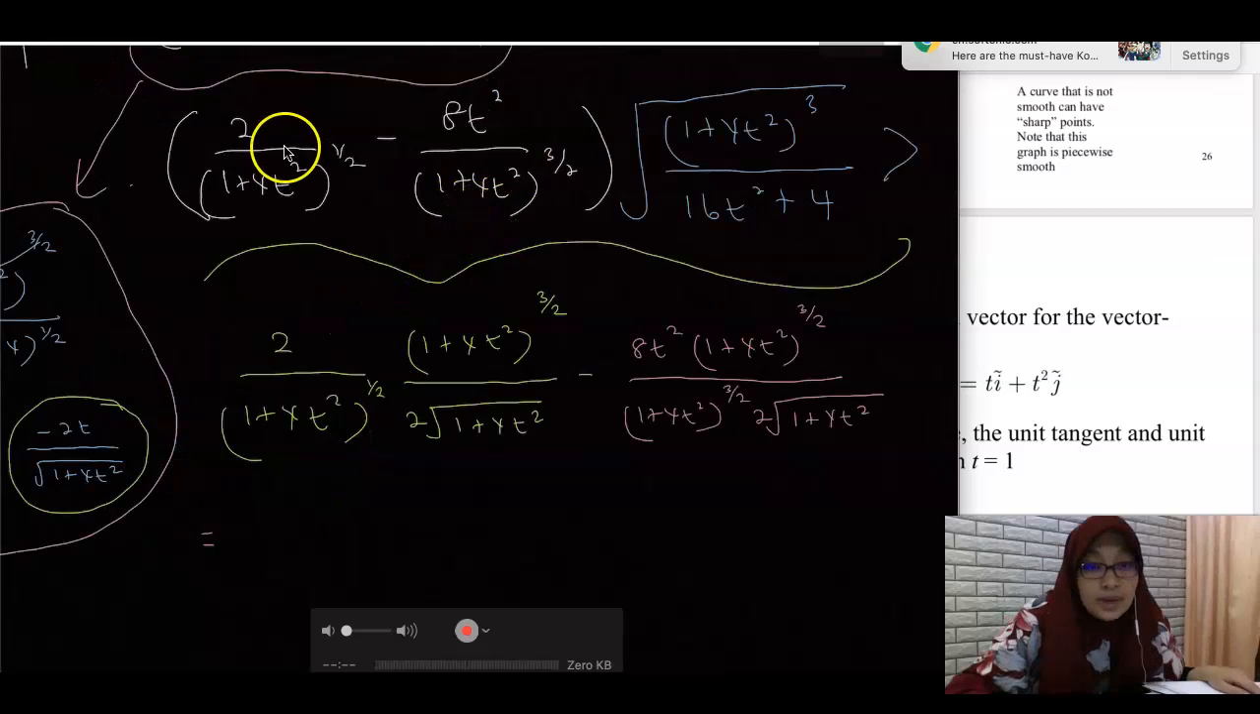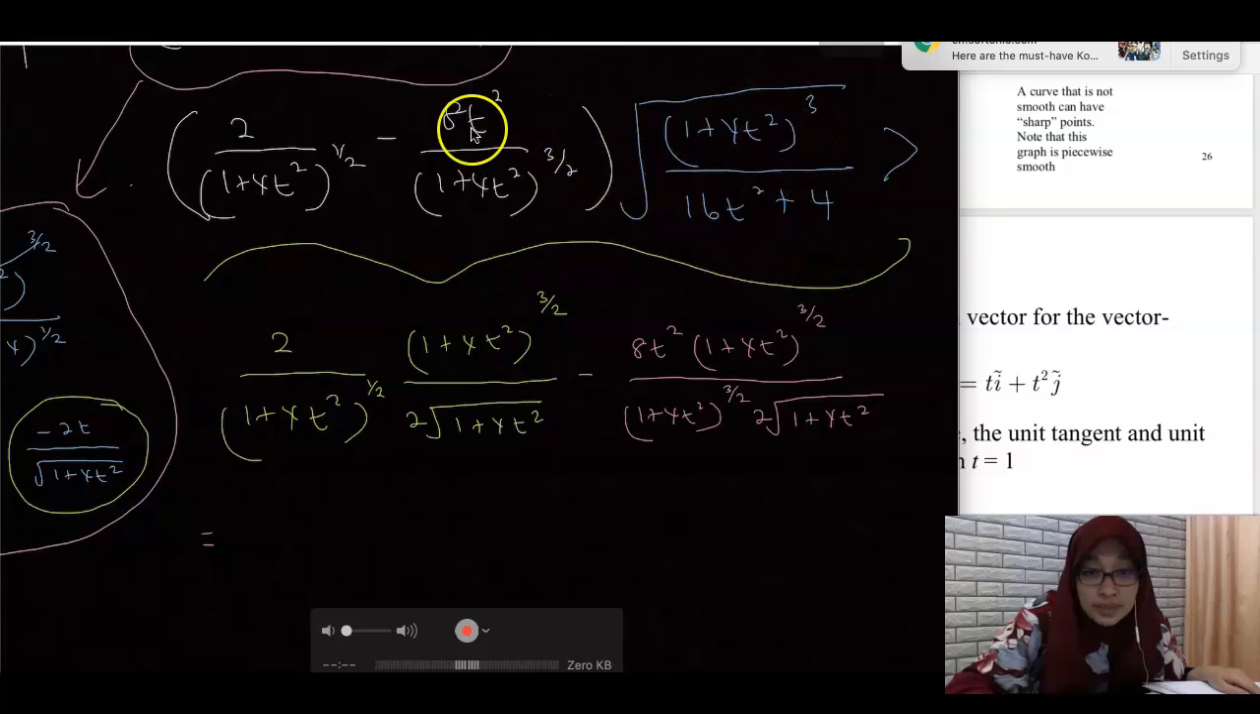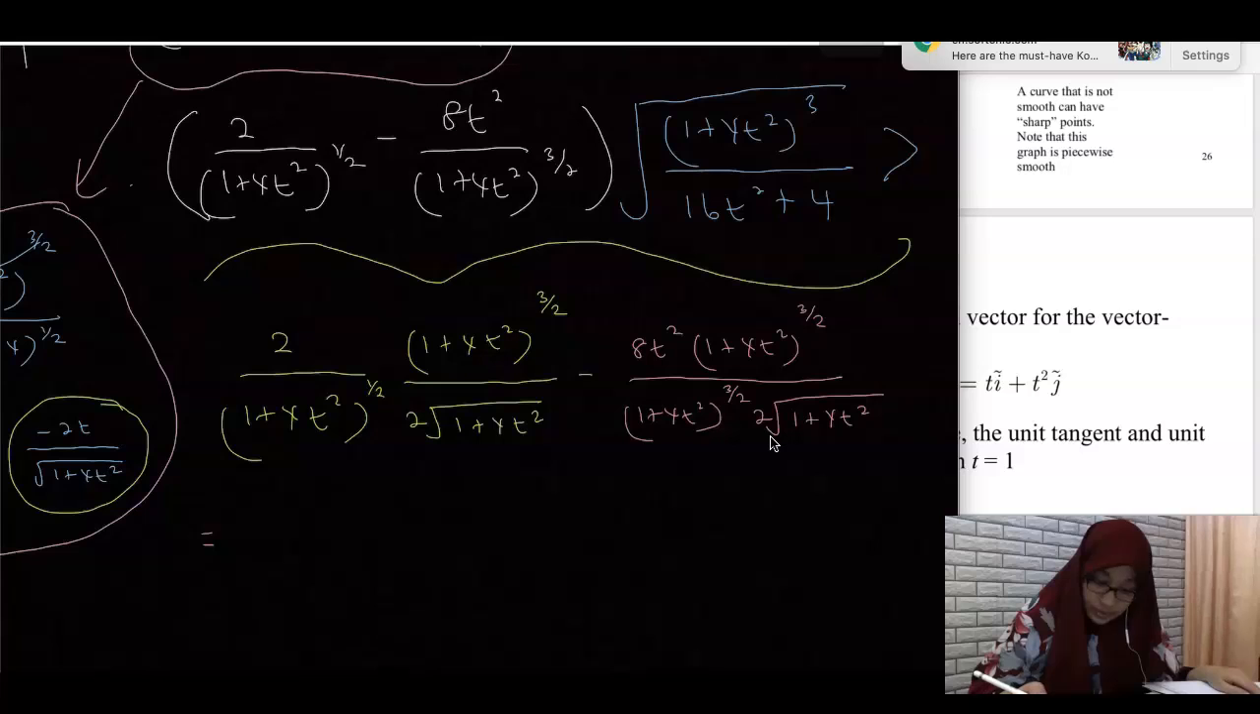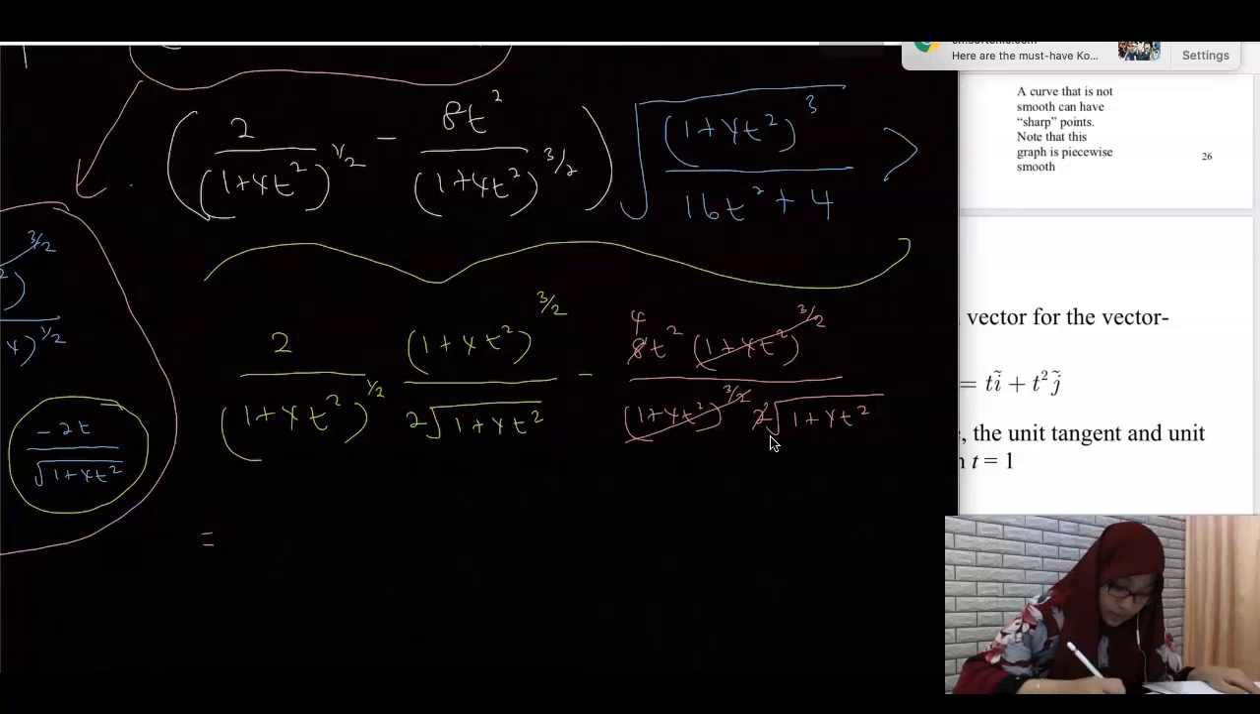Okay, so this one multiplied by this term becomes 3 over 2, and this one can be factorized, and we have this one. Then minus this component multiplied by this expression, so 8t squared multiplied by (1 plus 4t squared)^(3/2), divided by this one multiplied by this one, which can also be factorized to this form. So you can see that this one can be cancelled out, and this one becomes 4, and this one is gone.